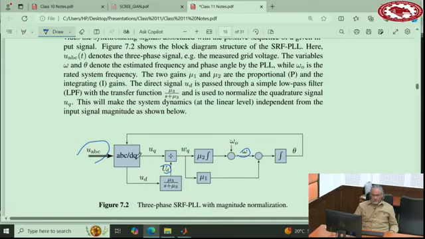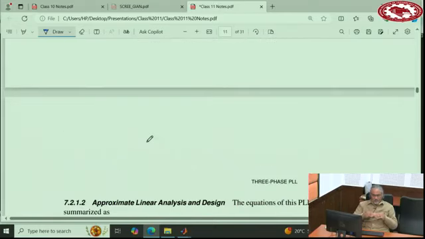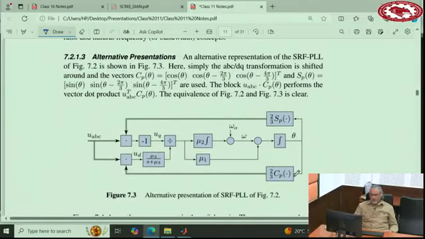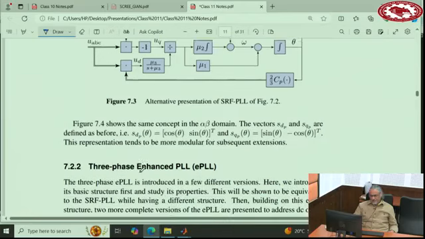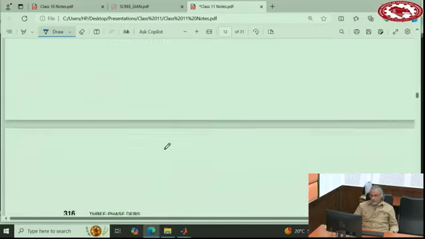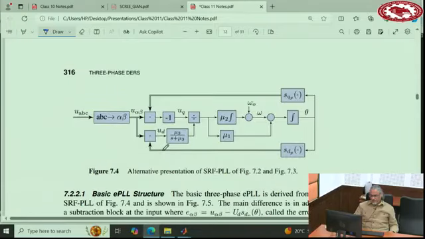Because this ABC to DQ transformation actually has 2 rows. So one of the rows comes here, one of the rows comes here. Okay, so now that I have this one, I'm going to go one step ahead, and this structure basically does the same thing in alpha beta domain. So it says, let me first convert ABC to alpha beta and then alpha beta to DQ. Okay, that's the same thing, no problem.